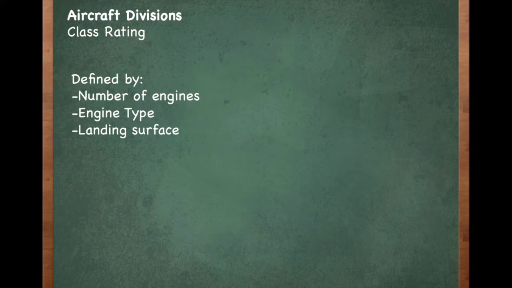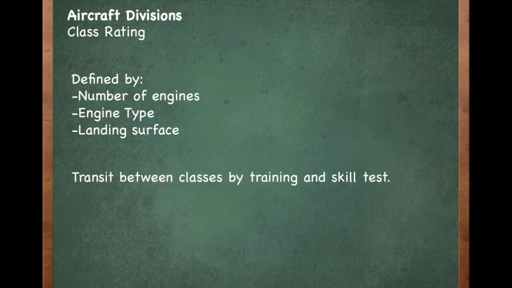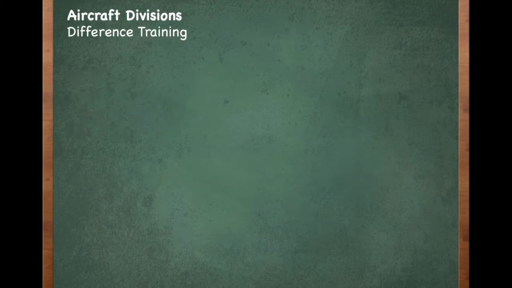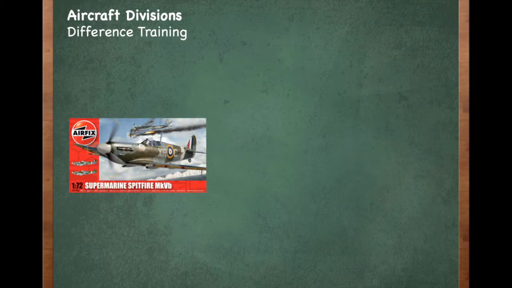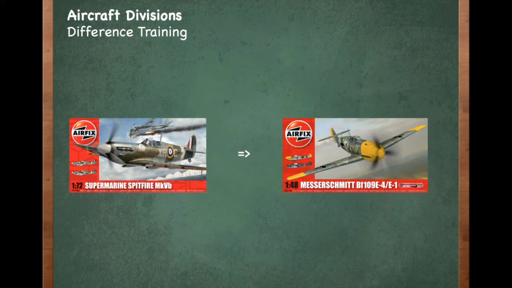These aircraft are all simple in design, but they're chosen because to operate them safely, it requires proficiency in a particular flying technique. To obtain a class rating, or to transit from one class to another, the applicant must complete a training program with a duration of 5 to 15 hours of flight time and then pass a skill test. To transit from one model to another model within the same class, applicants must complete a training session of around 1 hour called difference training.